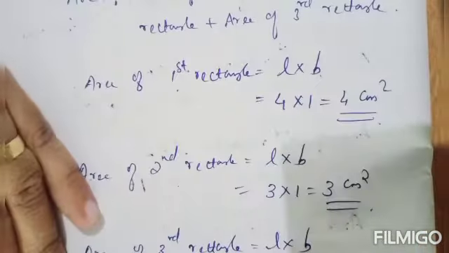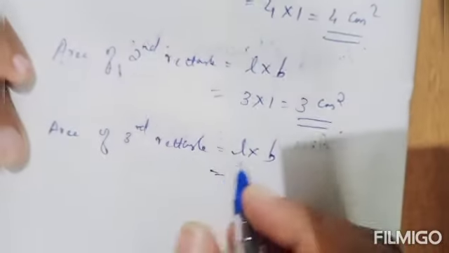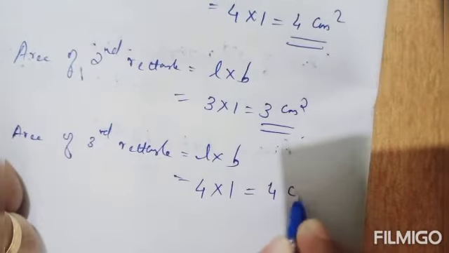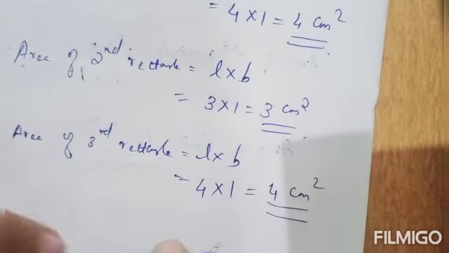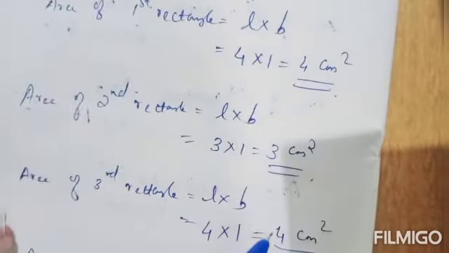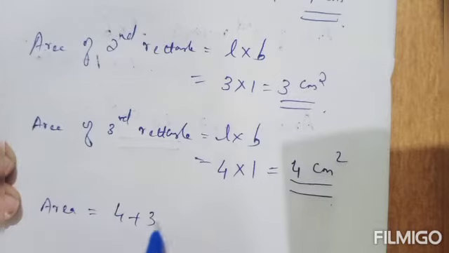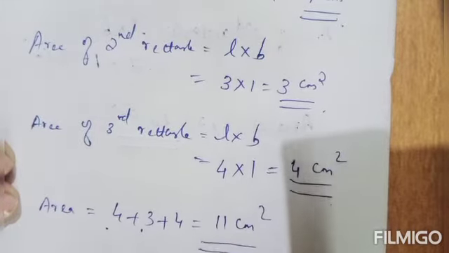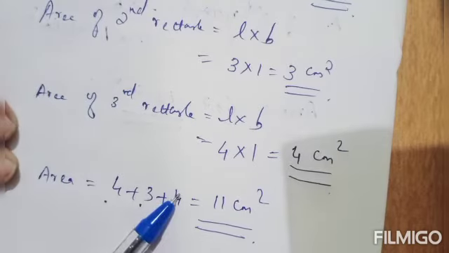Okay, so it is length into width. You will get 4 into 1, that is 4 centimeter square. Now the total area, how can you find it? You can add these three areas, that is 4 plus 3 plus 4. You will get 11 centimeter square. So this is the area of the figure.